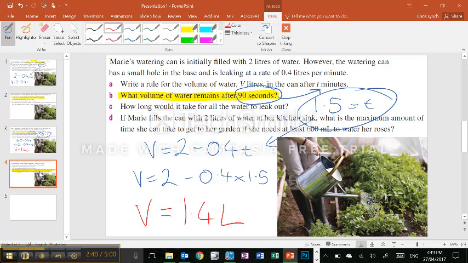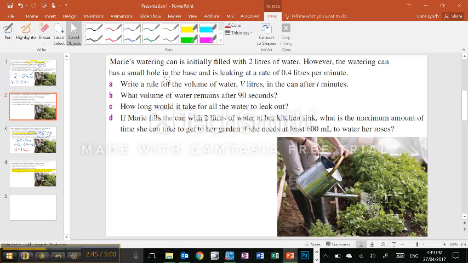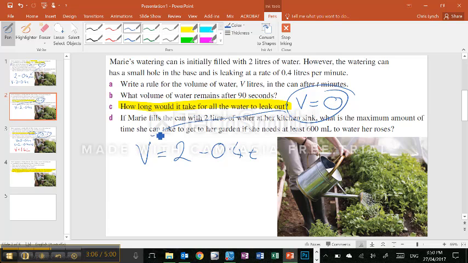How long, so for the next question, actually not this one. How long would it take for all the water to leak out? So to do this, volume would have to equal 0. There's none left. So again, using our equation that we made at the start, all we're going to do is substitute volume for 0 because that's what it's going to be when it's all leaked out. So we'll go 0 equals 2 minus 0.4 T.